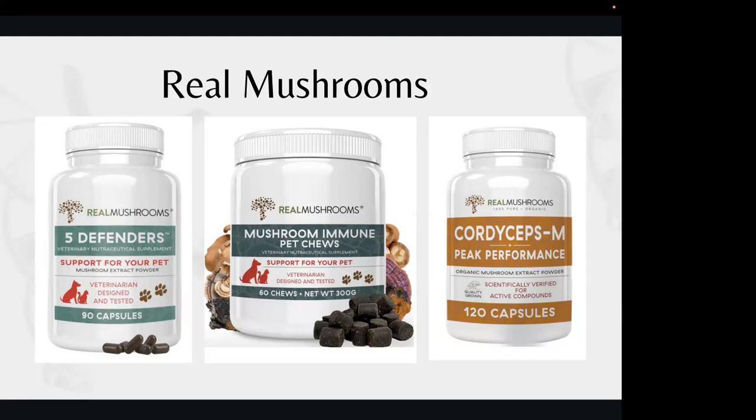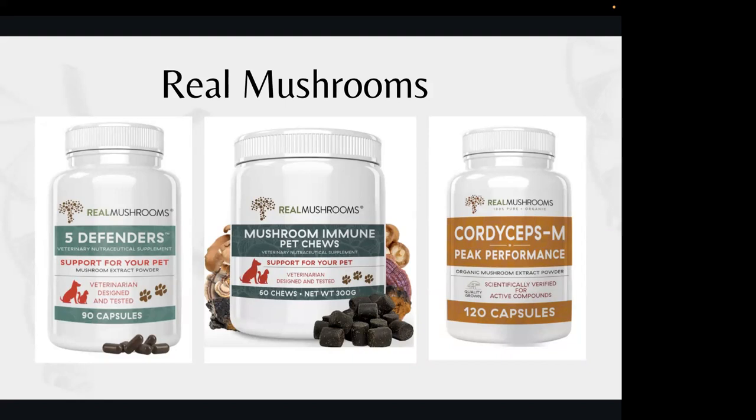Also, some companies will grow mushrooms on oats and then include the oats and the mycelium and the fruiting body in their product. Well, I know the oats are not helping. So Real Mushrooms doesn't do that. They only include the fruiting body of the mushroom. They do not include the mycelium or the growing medium.